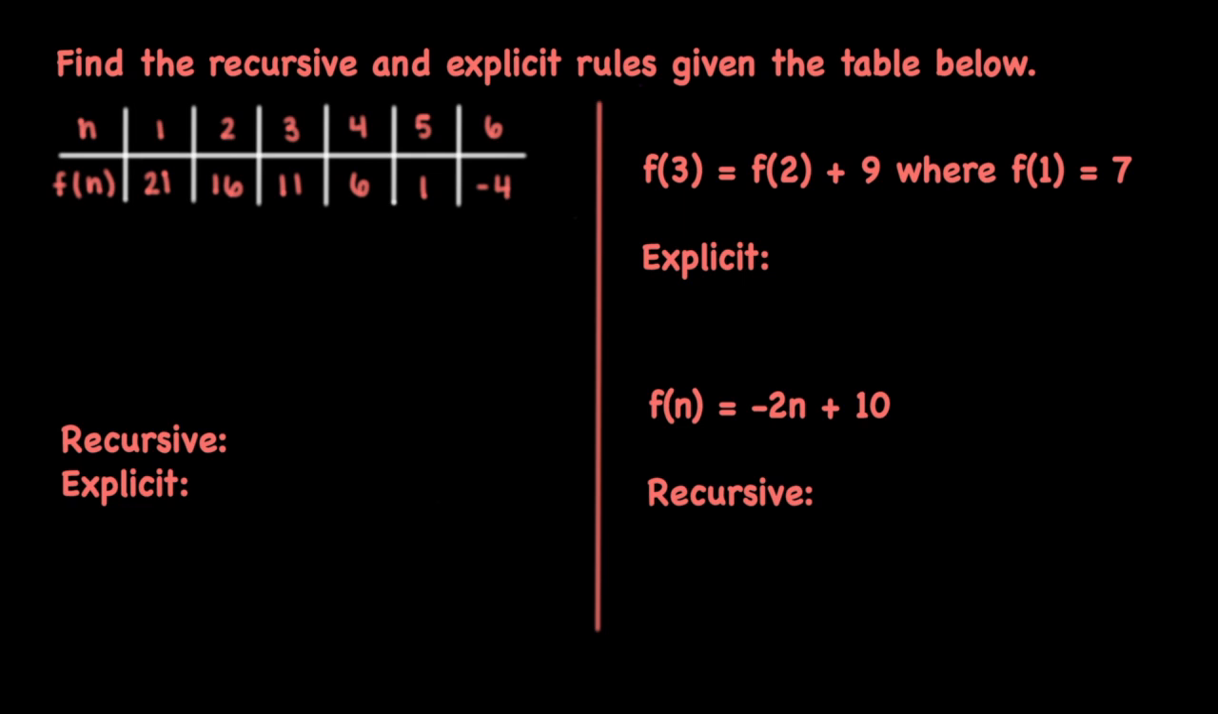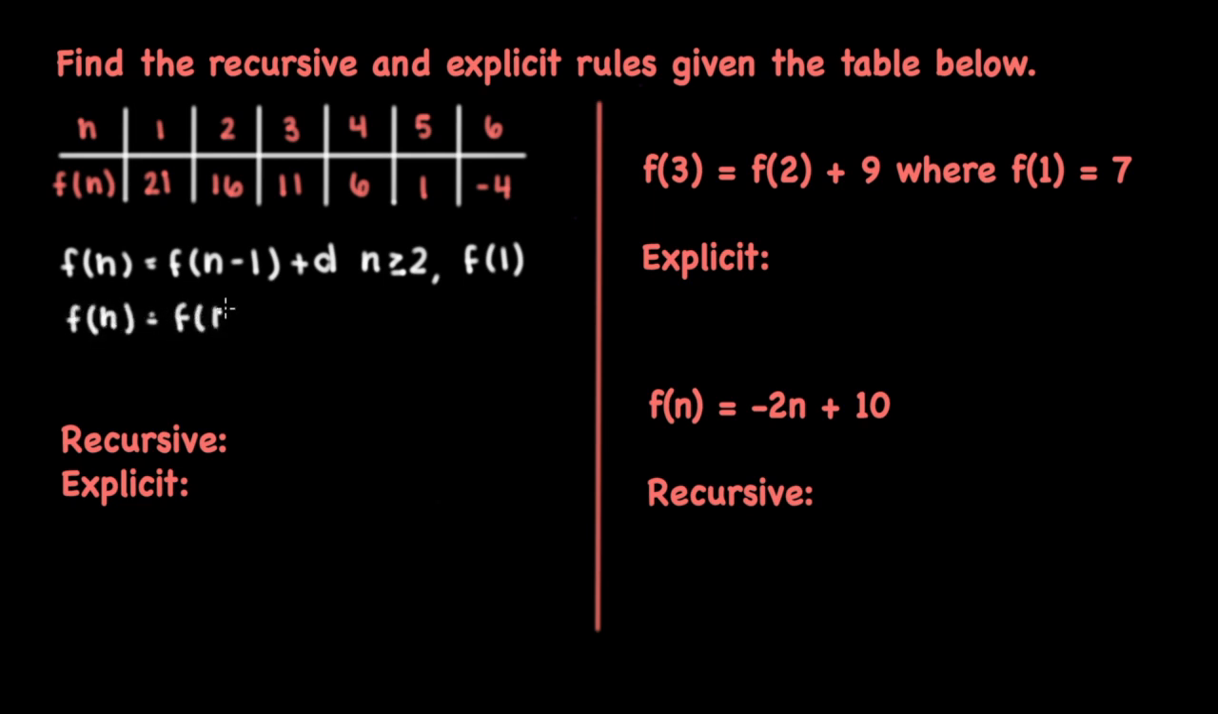Recall from our previous video that the general recursive rule for an arithmetic sequence is f of n is equal to f of n minus 1 plus d for n greater than or equal to 2, given the value of f of 1. And the general explicit rule for an arithmetic sequence is f of n is equal to f of 1 plus d times n minus 1.